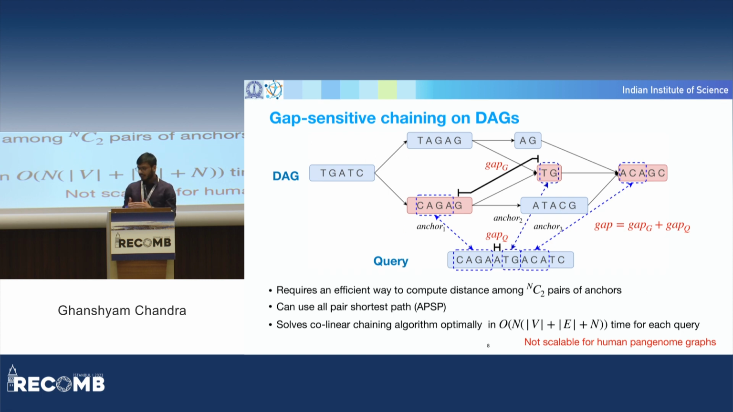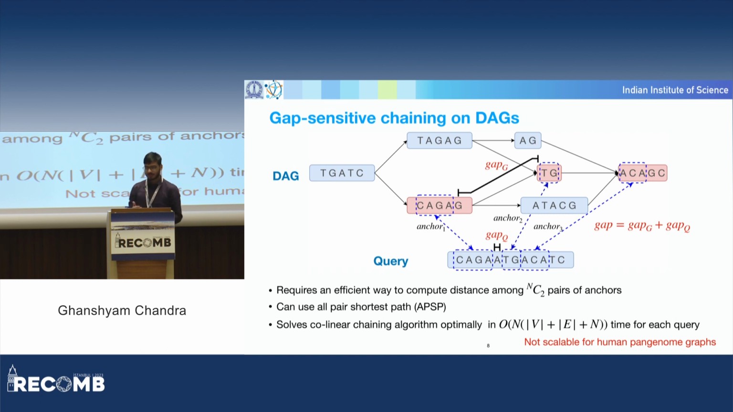Now, if we want to define a gap in a sequence, it's a simple arithmetic operation. But if you want to define a gap on a graph, it's challenging. So just take an example. There are n choose two pairs of anchors among which we want to find a distance. To talk about distance in a graph, the first thing that comes to mind is shortest distance.